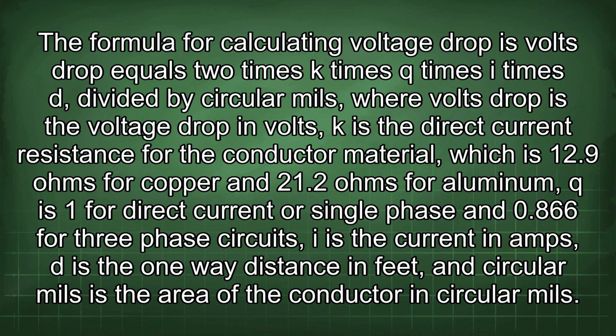times D divided by circular mils, where volts drop is the voltage drop in volts, K is the direct current resistance for the conductor material, which is 12.9 ohms for copper and 21.2 ohms for aluminum, Q is 1 for direct current or single phase and 0.866 for three-phase circuits, I is the current in amps, D is the one-way distance in feet, and circular mils is the area of the conductor in circular mils.